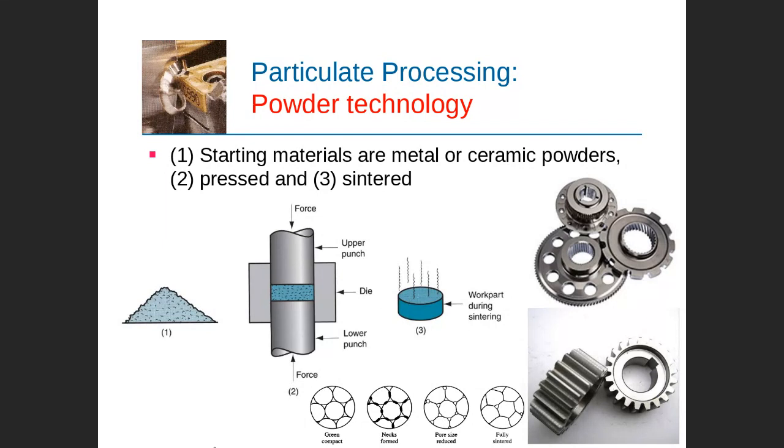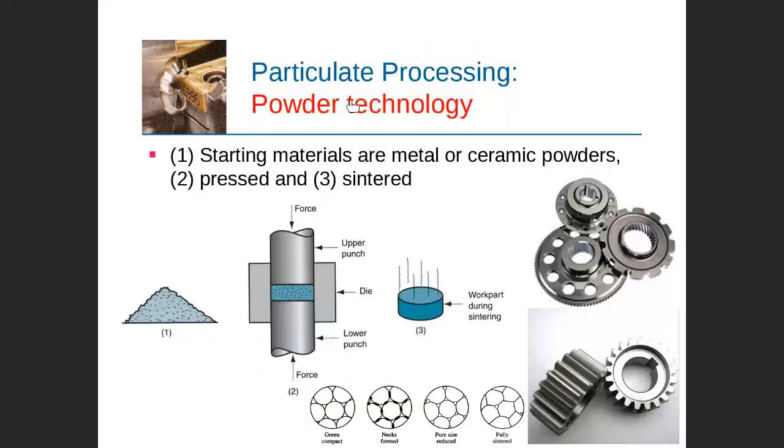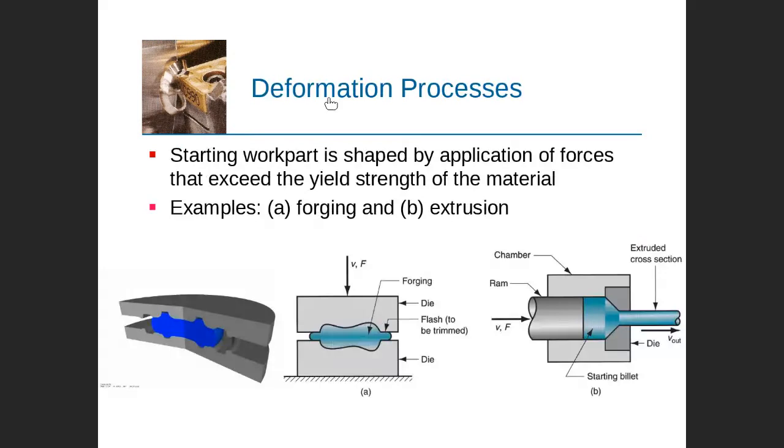So what we discussed here: the solidification process or casting. We discussed here powder technology, the second way to shape the material. The third way to shape the material is the deformation process, metal forming. In metal forming, we apply stress exceeding the yield stress. You know that if you exceed the yield stress, you get plastic deformation, which is permanent deformation. So we apply stress exceeding yield stress.